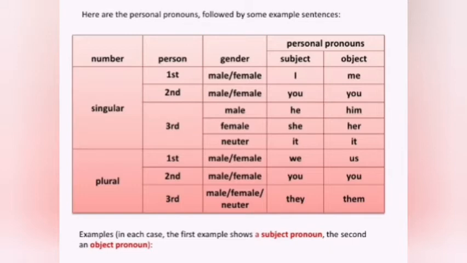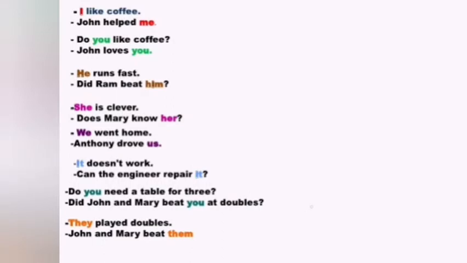So when these are used as subject, it is different, and when it is used as object, you can see I becomes me, you remain as you, he becomes him. Now, in case of plural, when you use we in subject, it will be us in object. You will remain as you, and they will become them. Now, I like coffee. You can see I. John helped me. So we can write in two ways. As subject, it is I, and object, it is me.